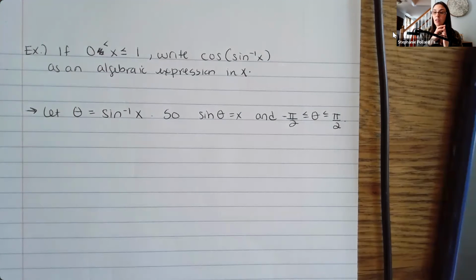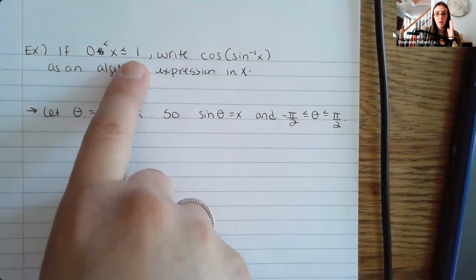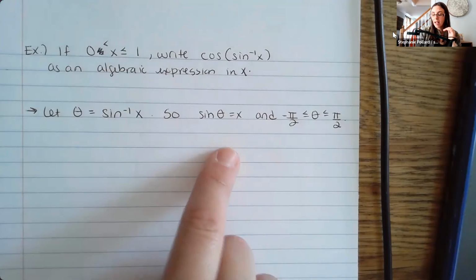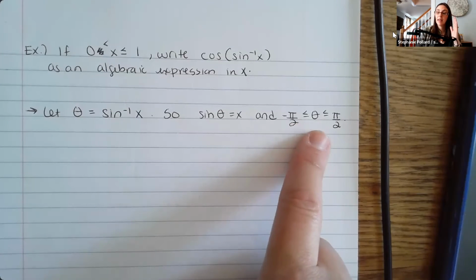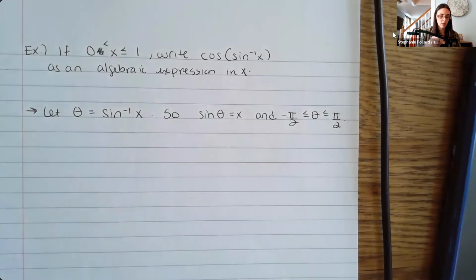They take a lot of thinking through. You really want to think about where you are on the unit circle. In this case, we have to be in the first quadrant because, one, sine is positive because your x is greater than 0 and less than or equal to 1. And our angle also has to be between -π/2 and +π/2. So when we put those two things together, you have to be in the first quadrant.